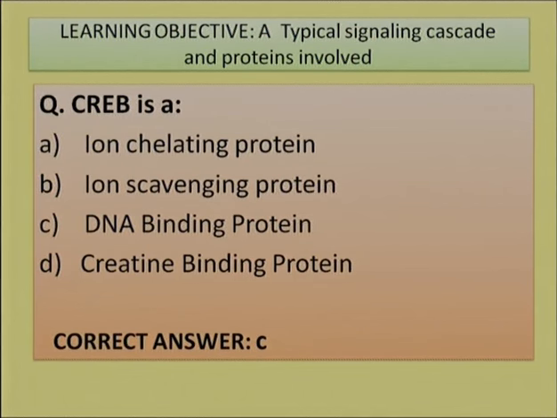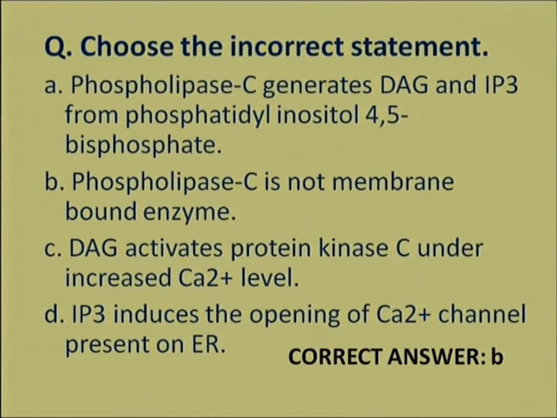Actually, once cyclic AMP is activated, it will activate protein kinase A, and this protein kinase A might activate a particular category of proteins, DNA binding proteins or transcription factors, known as CREB, that is cyclic AMP response element binding protein. This will bind to the DNA and the modulation of that particular gene would be brought about. So in this case, CREB is a transcription factor, and obviously a transcription factor has to be a DNA binding protein. So the option DNA binding protein is correct.